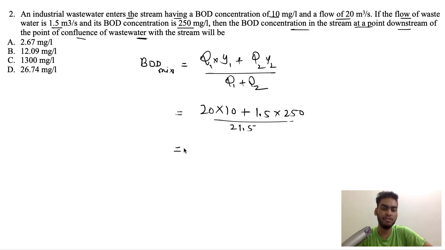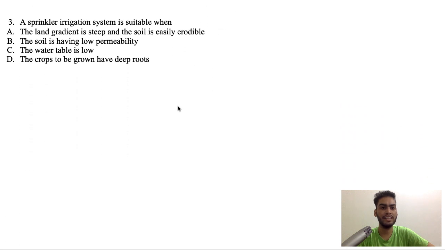So from here if we solve, BOD of the mix is directly 26.74 milligrams per liter. So that was a very easy question. Directly we had to just apply the formula here. Then let's see the next one.